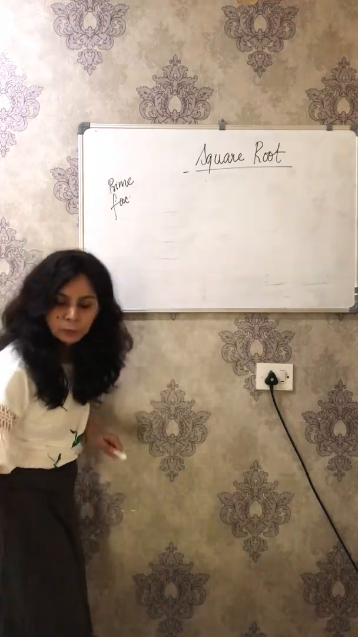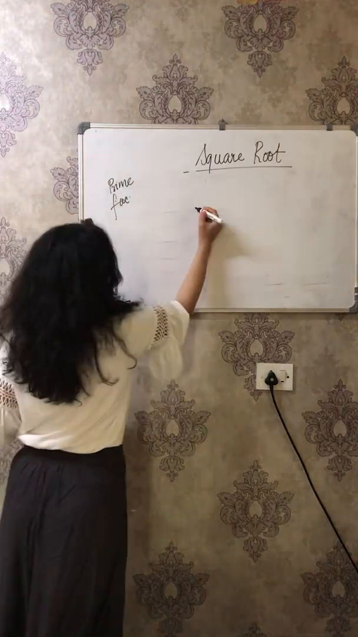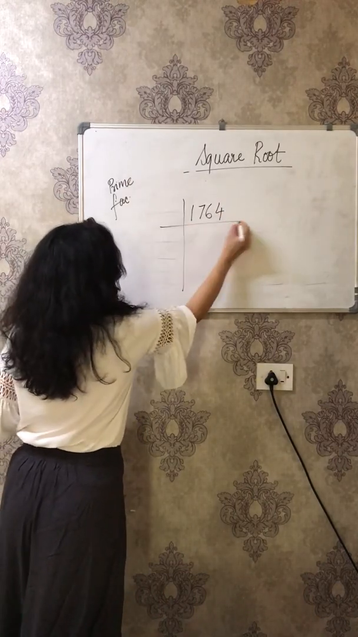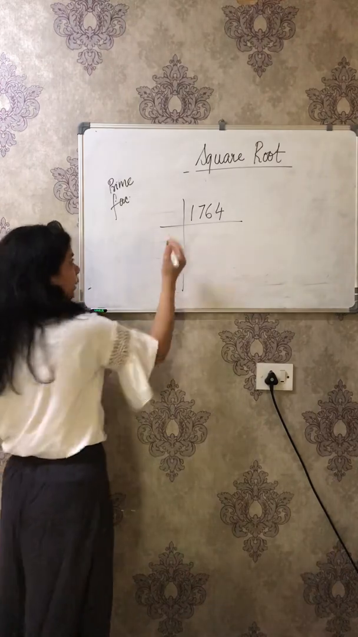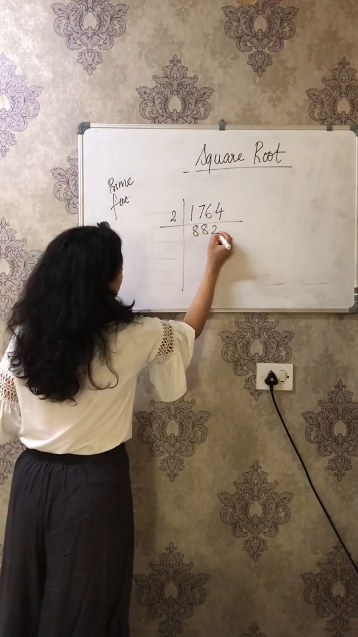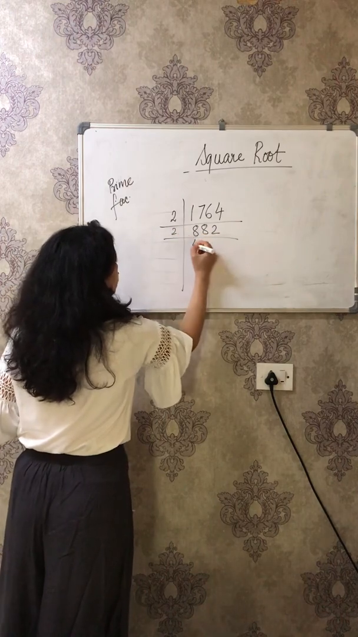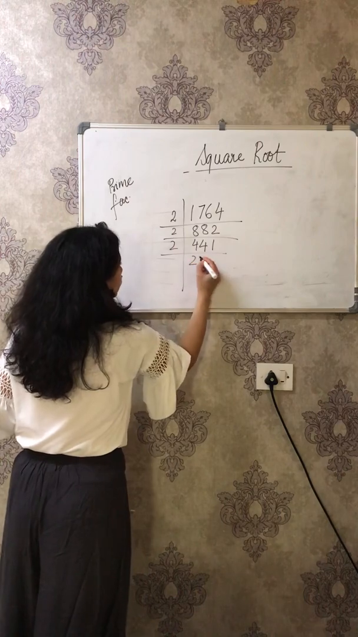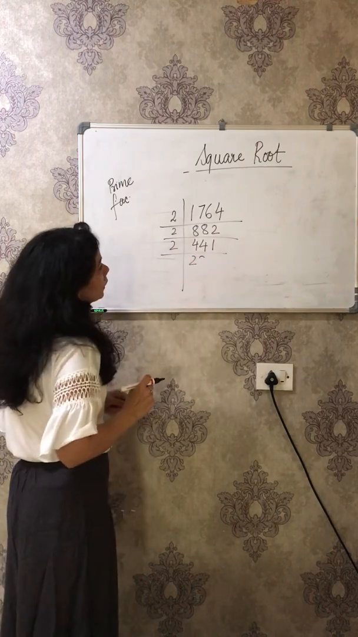Okay. So we can take 1764. Do it very slowly. We can take 2 here. So let's do 2 8s are 16, 2 8s are 16, 2 2s are 4, then 2 4s are 8, 2 4s are 8, 2 1s are 2, 2 2s are 4. No, we can't take 2 here.